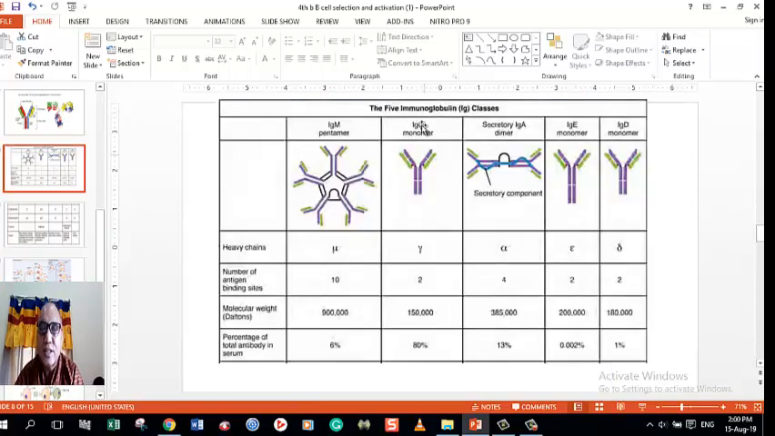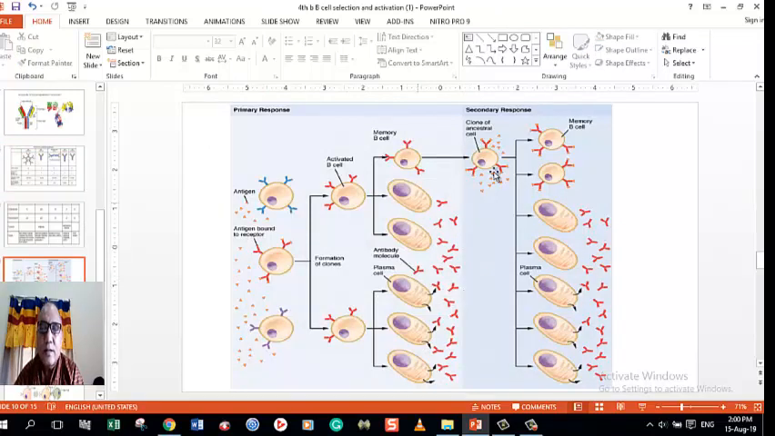This is IgG, which I said to you. Initial primary one is IgM, and second is IgG. Alright, this is what is very important. Although these two antibodies look similar, this is IgM and this is IgG, immunoglobulin G.